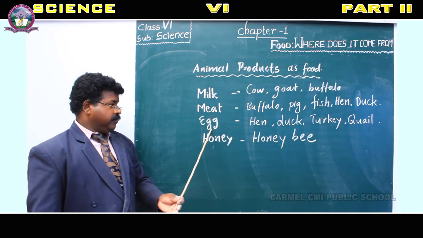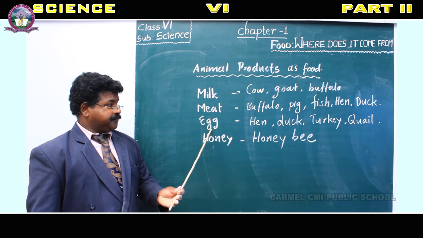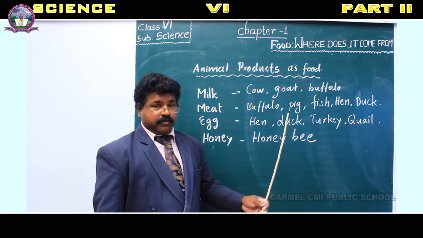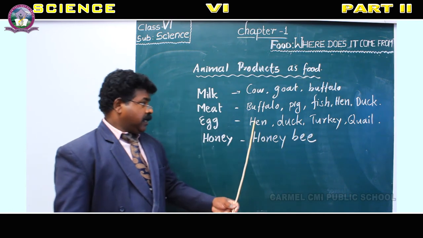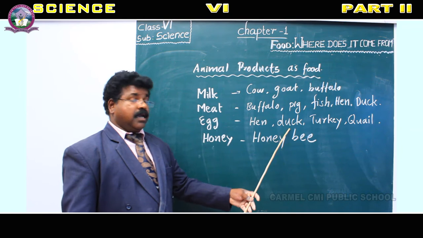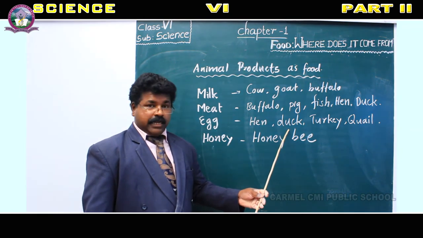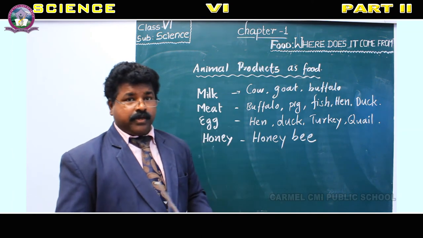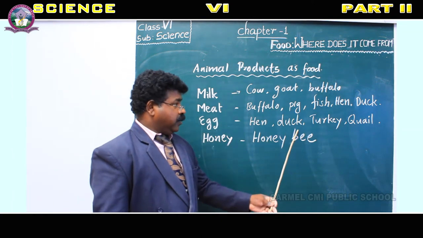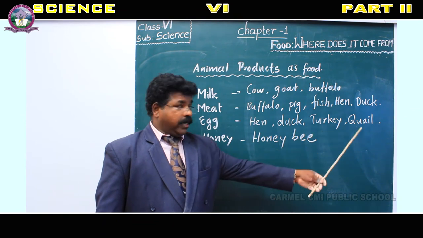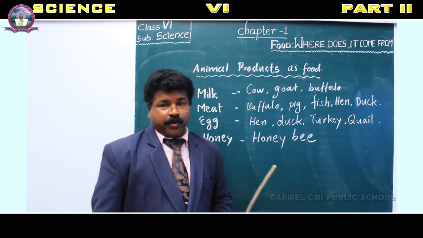Then now we will see about egg. The most commonly available bird which provides us egg is the hen. But in some people's houses, we can see duck also, especially in riverside areas, almost all the people grow duck. And duck also provides us egg. Then turkey and quail. Quail is also producing egg.